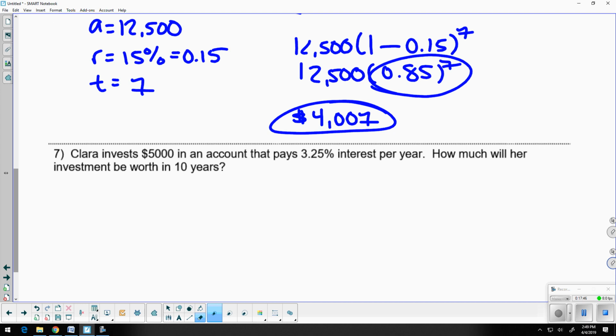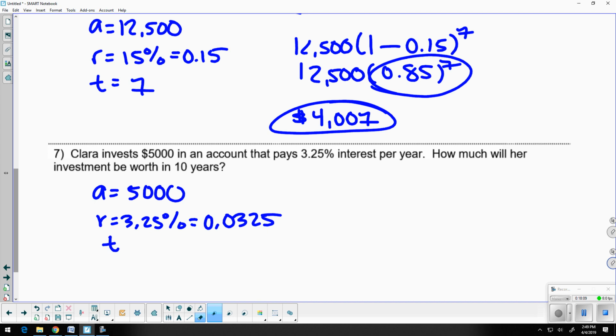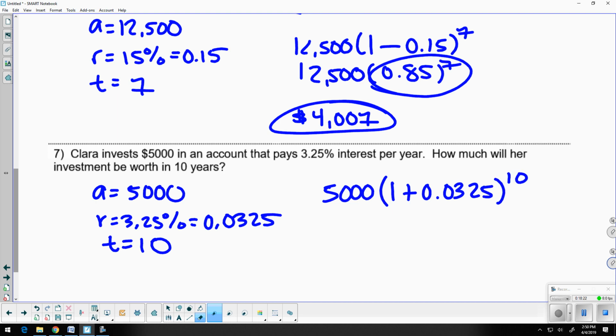Okay, for the last one, number 7, Claire is investing $5,000 in an account. It's paying her 3.25% interest every year. So how much will her investment be worth in 10 years? So again, her initial amount, what she's starting with, is $5,000. It's going up 3.25%. But again, as a decimal, it's 0.0325. And then time would be 10 years. So plugging this all in where it goes. So she's starting with 5,000. That's the initial. She's earning this rate, and then time would be 10 years.